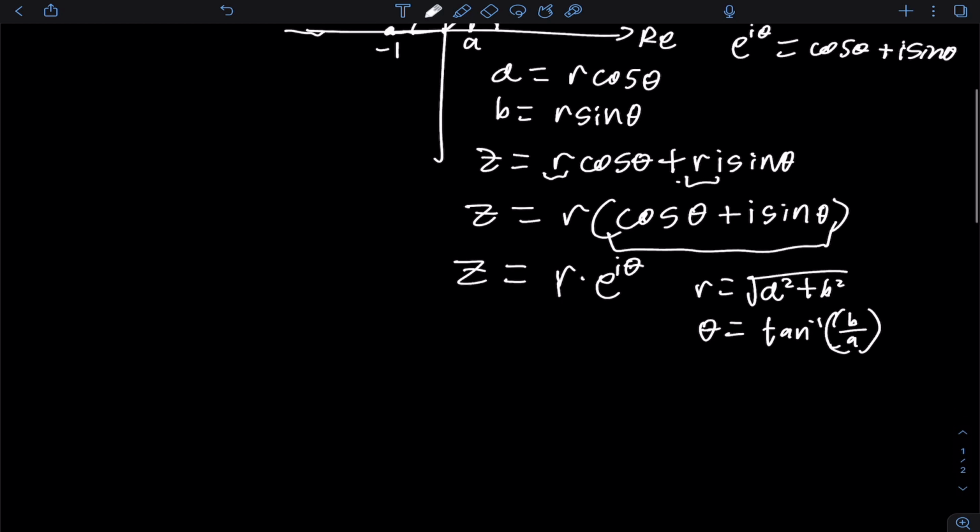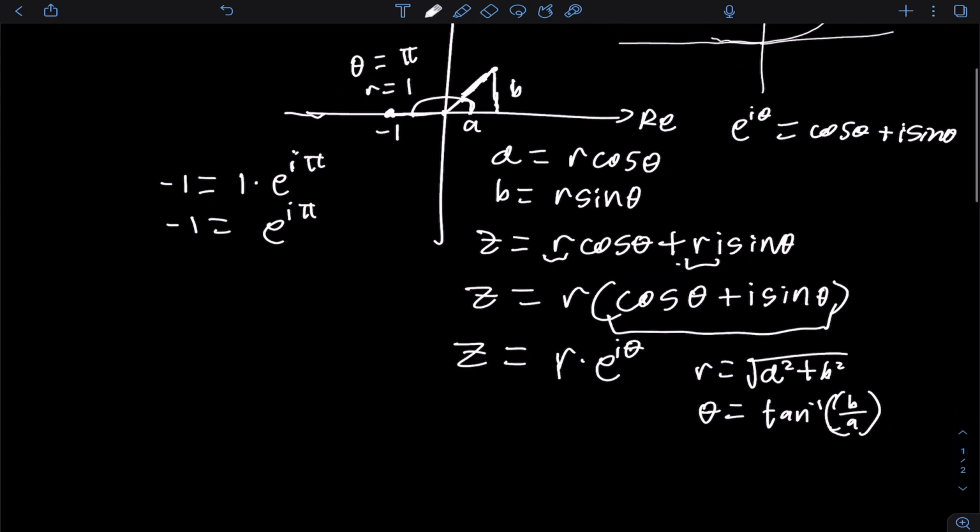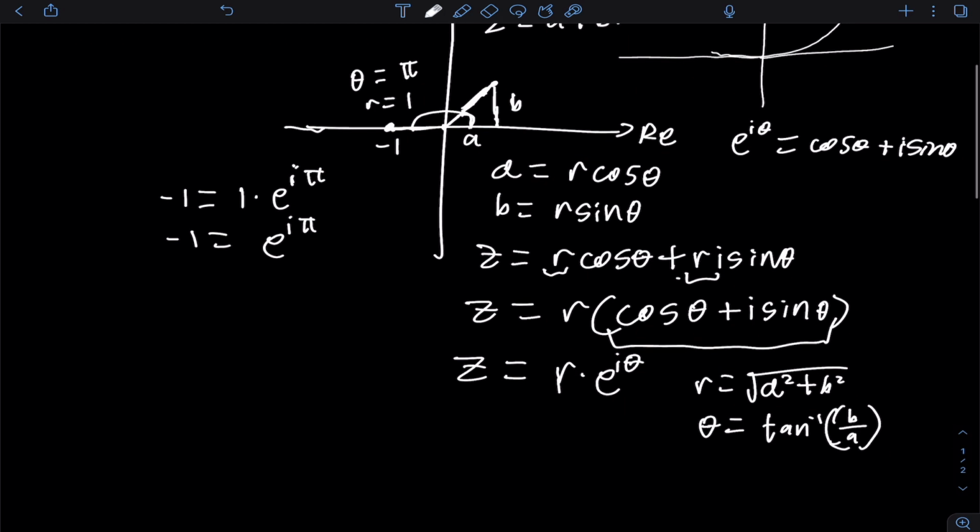So now we can use our new form of writing a complex number. And we can say that here, -1 is equal to r e to the i theta. So r is 1 multiplied by e to the i theta, where theta is pi. And what we see here is that -1 can be written as e to the i pi. And this is, of course, where you can see Euler's great identity, where we see e to the i pi plus 1 is 0. Of course, that comes from here. Adding 1 on both sides, you get e to the i pi plus 1 is 0.